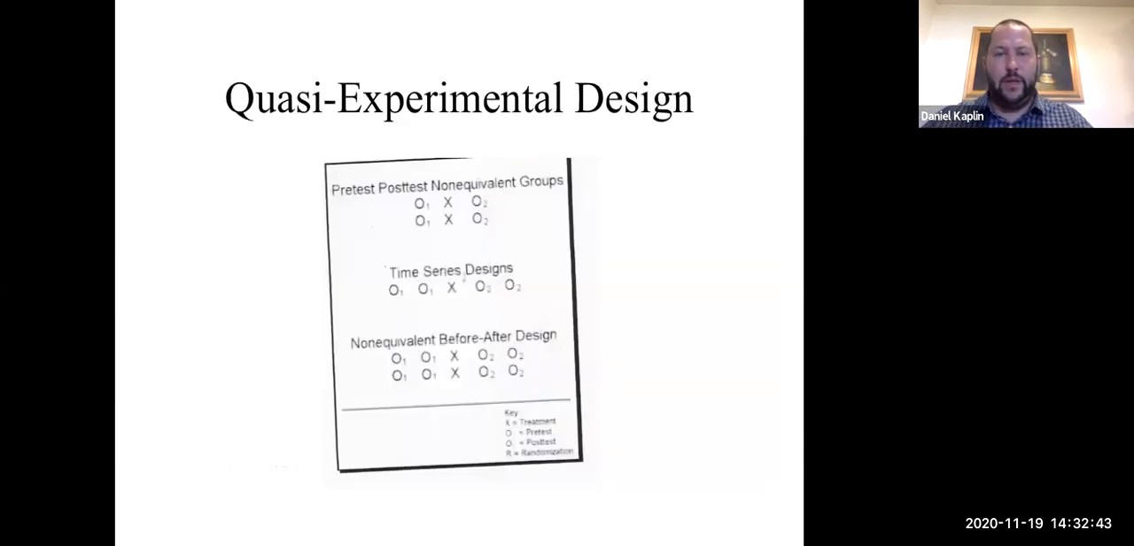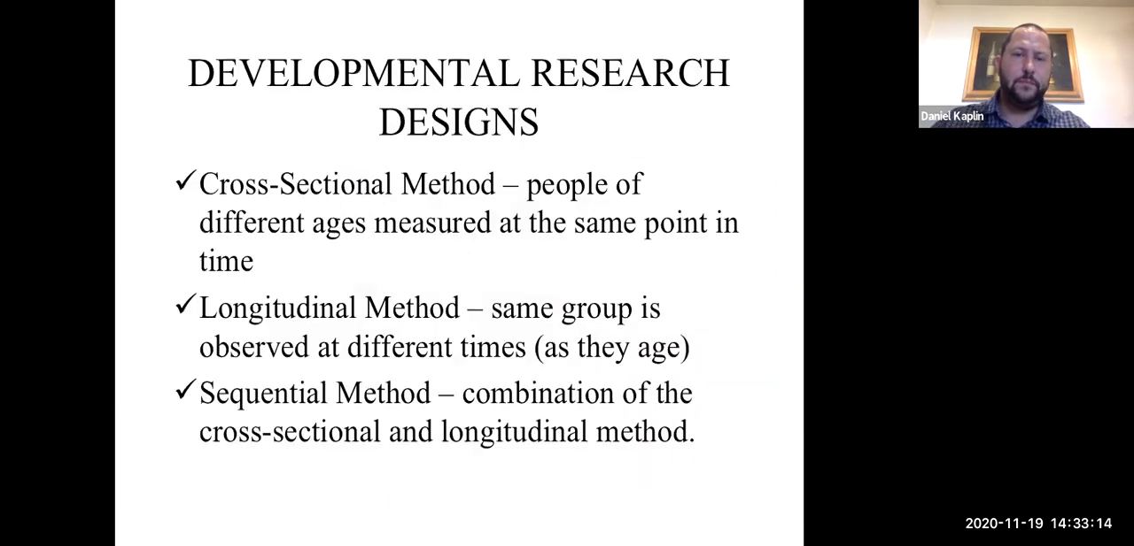And here's how you would use scientific notation for the other three designs. A pre-test, post-test, non-equivalent design, and a time series design. Notice you're measuring the dependent variable multiple times before and multiple times after the intervention. And then the non-equivalent before-after design, you're measuring a treatment group and a control group multiple times before and after the intervention. So that's when we talk about quasi-experimental designs.